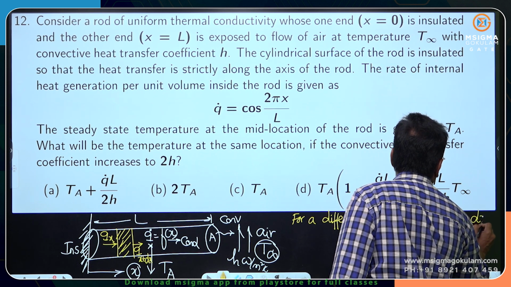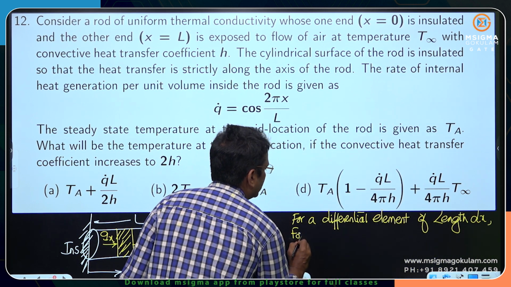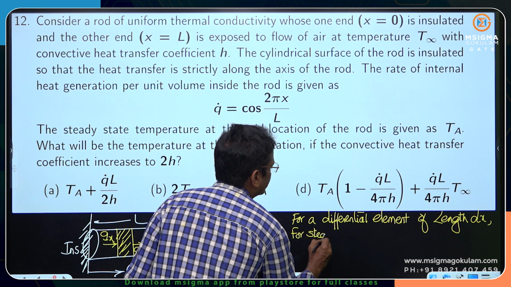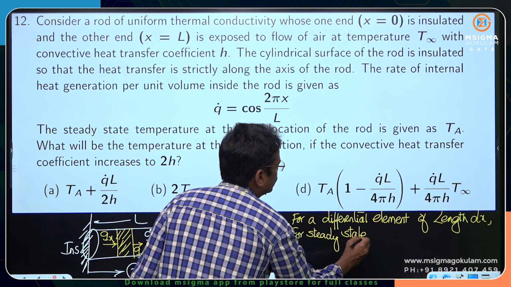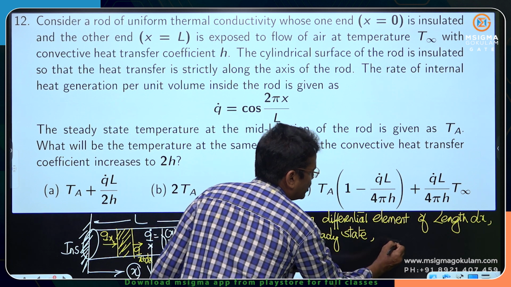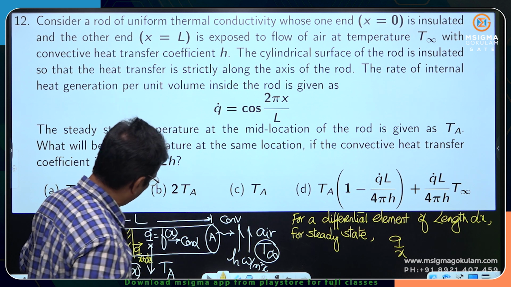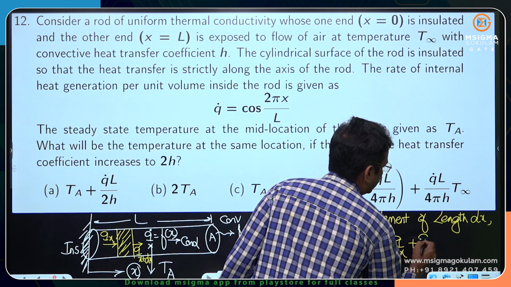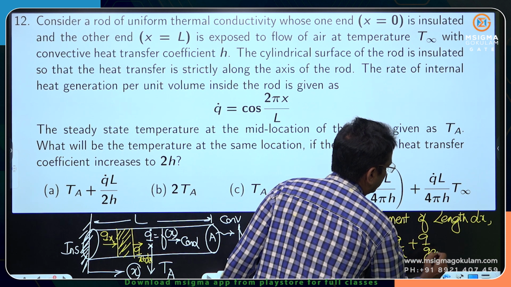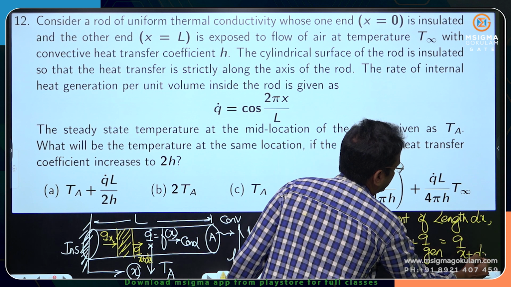For a differential element of length dx, for steady state, conditions are steady. That is very important. What do you mean by steady state? The temperature at a particular location must not change with respect to time. For steady state, what is the energy balance? Qx, heat conducted into the element along the x direction, plus Q generated inside the element should be equal to the heat conducted out, Qx plus dx.